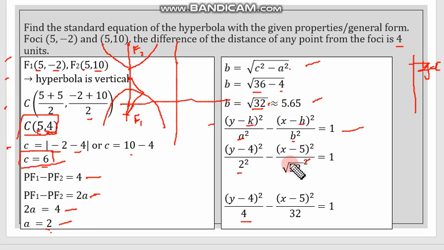So the square root and the square cancel. This is the standard equation of our hyperbola: the quantity (y minus 4) squared over 4 minus the quantity (x minus 5) squared over 32 equals 1.